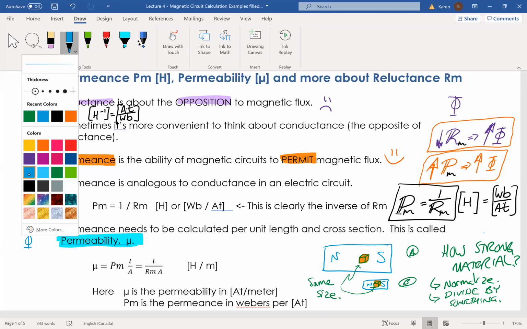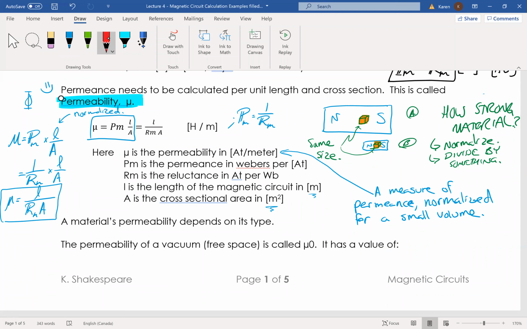You're actually normalizing it over a volume, cross-sectional area times length, which is volume. Okay, so all of this is defined. Length is measured in meters. A is a cross-sectional area in meters squared. In magnetic circuits, I said you have to remember all of the equations, plus know all of your units and use all of your units. Your units are what's going to aid you in coming up with the answers. A material's permeability depends on its type, so it is a material property.